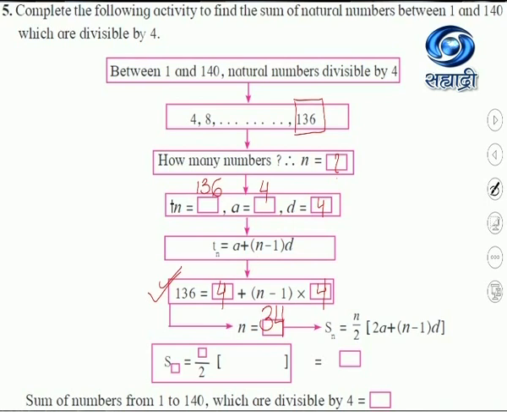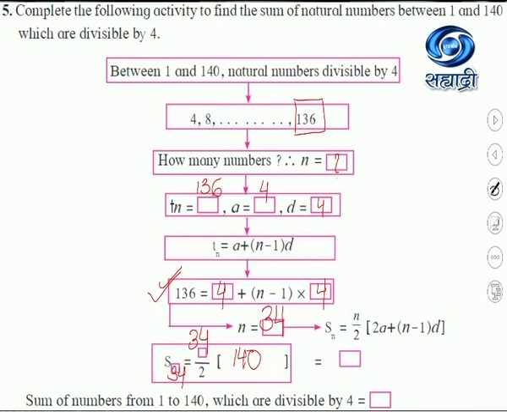Now Sn is equal to n upon 2 times (2a plus (n minus 1)d). Now we have the value of n, the value of a, and the value of d. We are going to substitute into this particular formula. So what is n? 34. So this box will contain 34. Hence S34 is equal to n upon 2, so this becomes 34 upon 2. And within the bracket, when you substitute 2a plus (n minus 1) multiplied by d, you are going to get 140 in the bracket. You can check it by solving. We had learned how to do it just now with a few examples.